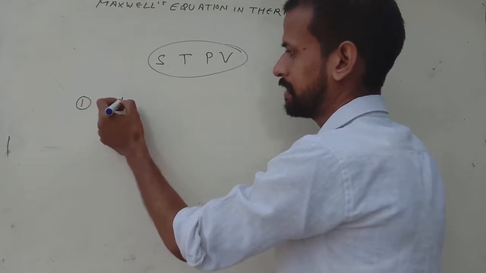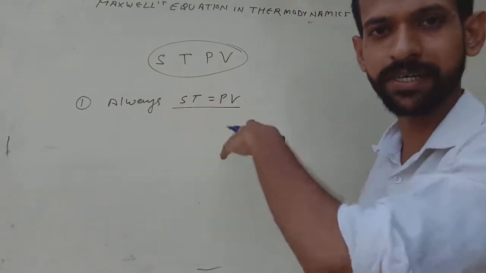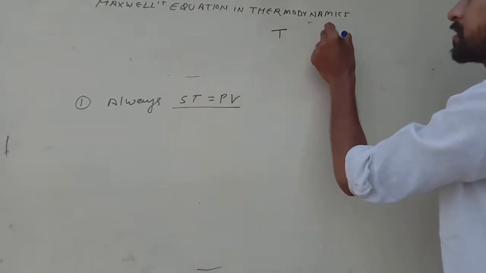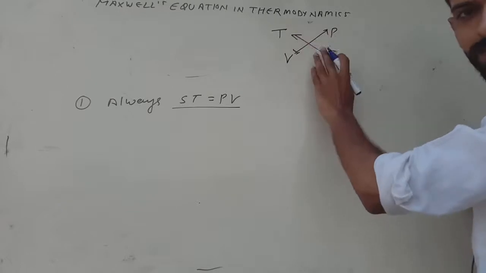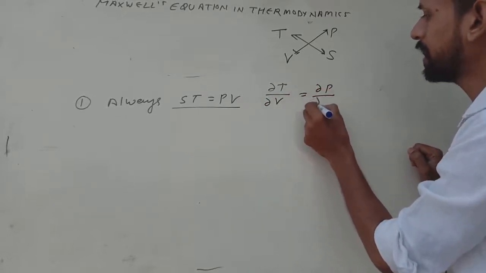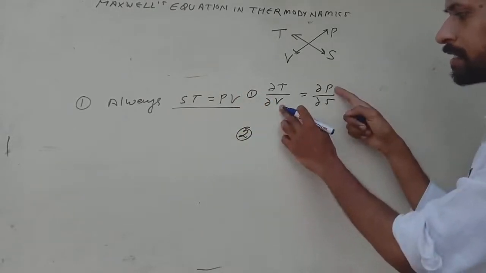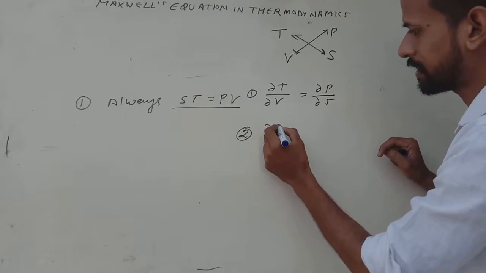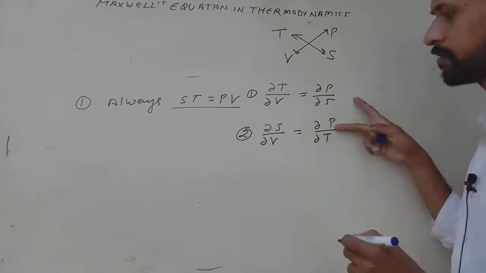First, always write ST equal to PV, ST is equal to PV by cross multiplication. So we can write TS, PV first. In cross multiplication, this is ST, TS, whatever, and this is PV. So first we can write del T by del V is equal to del P by del S. Second, PV should remain here, and we can interchange T and S. By interchanging T and S, we can write del S by del V is equal to del P by del T. There are two Maxwell equations.